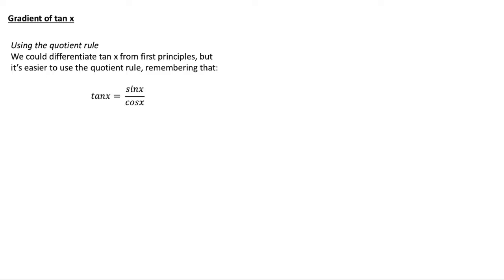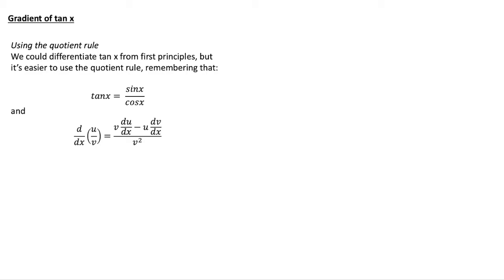So we can express tan x as sine x over cos x, which is of course a quotient or a fraction. And the quotient rule says that if we differentiate a function u divided by a function v, then the quotient rule tells us we get v du dx minus u dv dx divided by v squared.